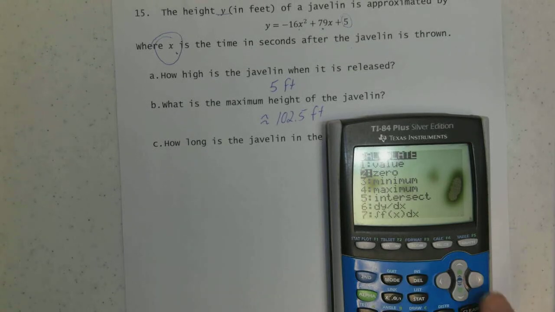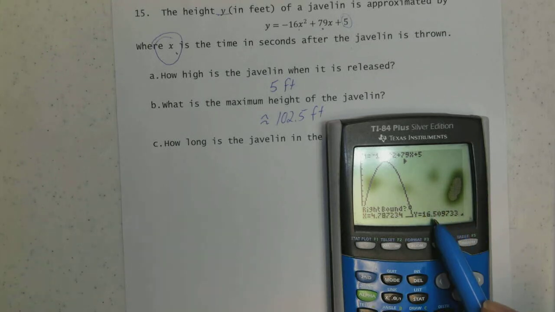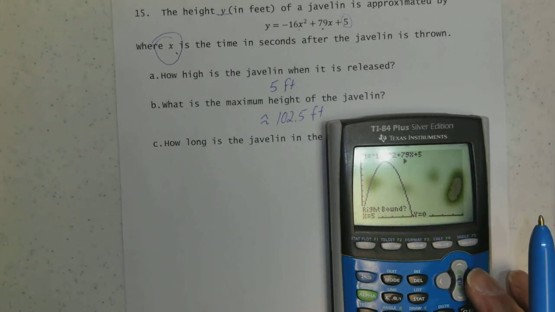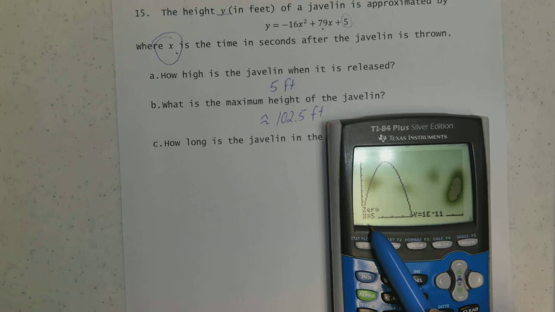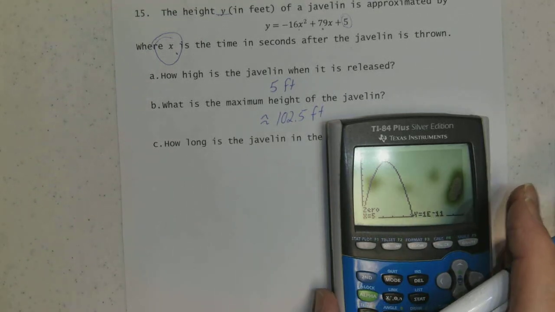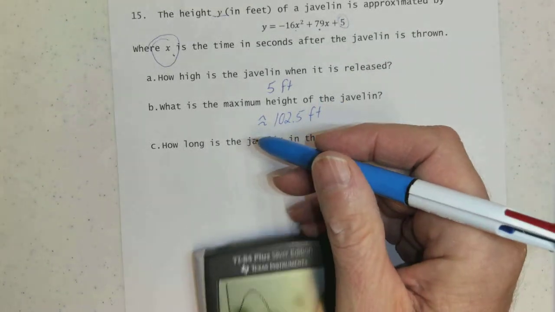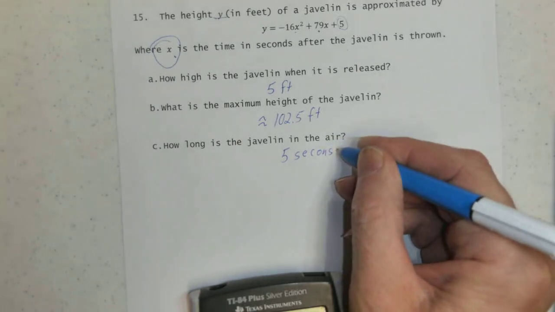How long is the javelin in the air? Second calc, let's get a 0. That's when the ground is at 0. So let me come over here on the left. Hit enter. Now, I'm looking at the y's here. It looks like 5, 0. But I'll just put that in for the heck of it. And this is essentially scientific notation, very small for 0. How long is the javelin in the air? And it's 5 seconds. All right.